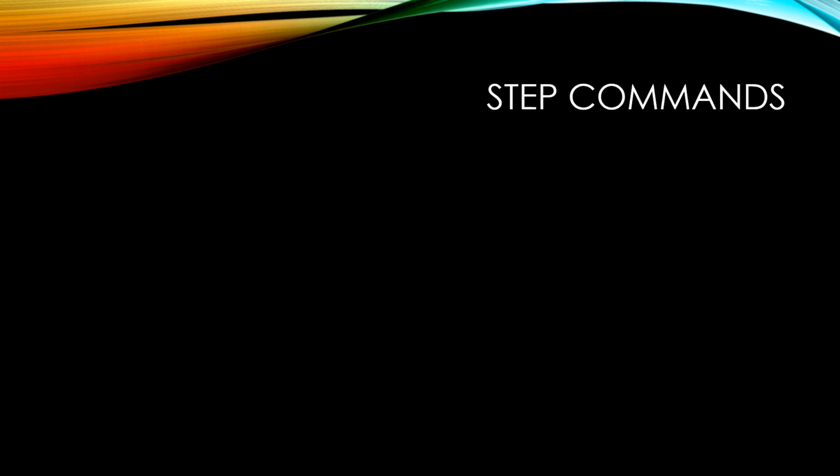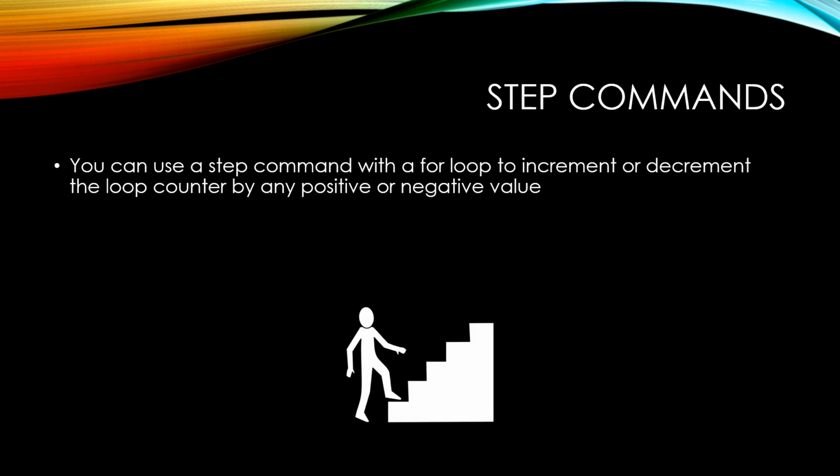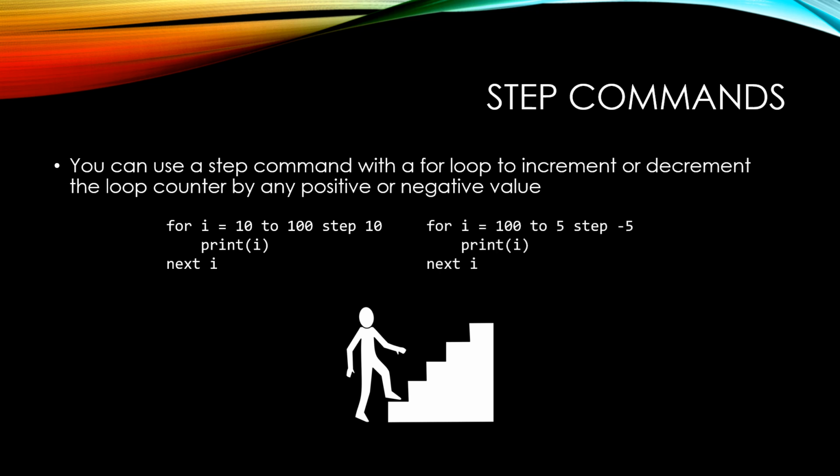You can use a step command with a for loop to increment or decrement the loop counter by any positive or negative value. So for I equals 10 to 100, step 10 would actually go through giving I the value of 10, then 20, then 30, carrying on until it gets to 100. And for I equals 100 to 5, step minus 5, we would start at 100, then 95, then 90, carrying on all the way down until I had a value of 5.